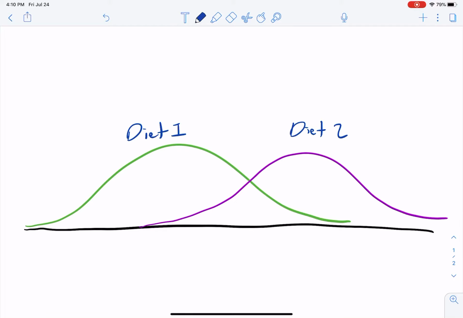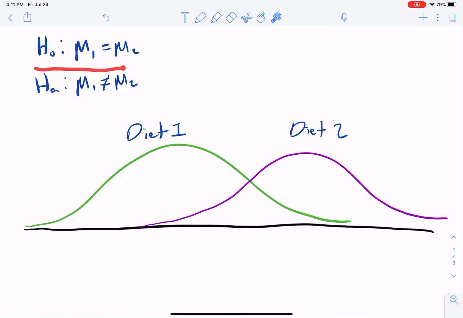But let's recall that when we're doing hypothesis testing, the null hypothesis is that these two are the same, right? That the mean of diet 1 is equal to the mean of diet 2. When we're doing hypothesis testing, that's what we're saying. And then our alternative hypothesis is just the opposite, at least that they're not equal, right? Could be greater than, could be less than.